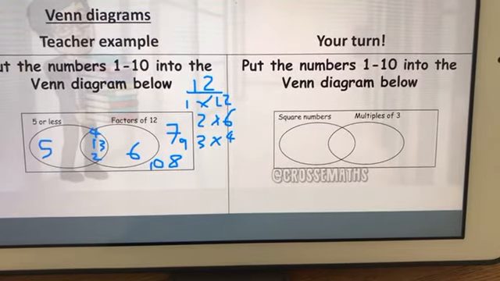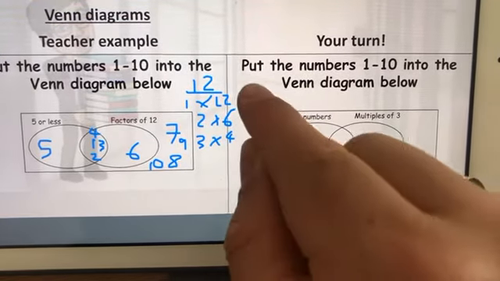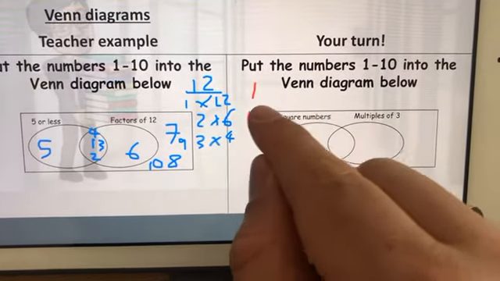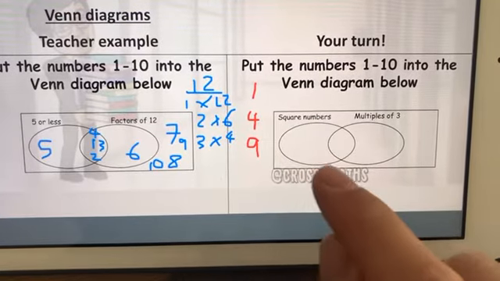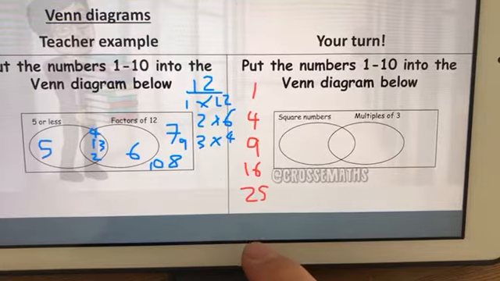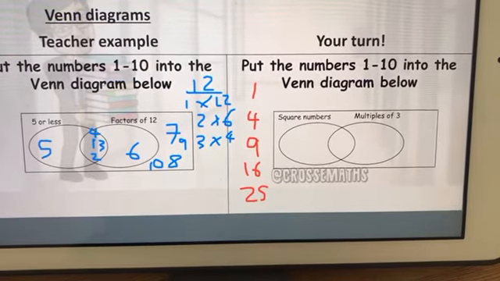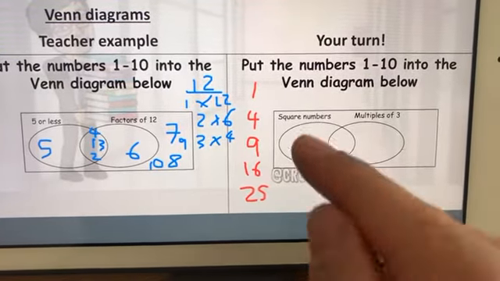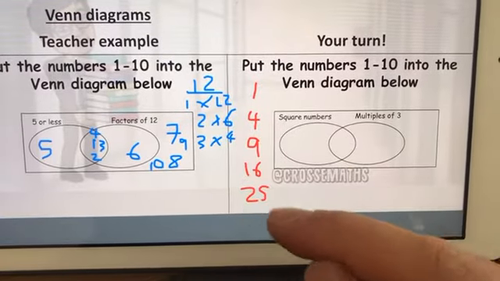Okay, all a square number is, squaring a number is when you multiply a number by itself. All a square number is the answer. So, like 1 times 1 is 1, 2 times 2 is 4, 3 times 3 is 9, 4 times 4 is 16, 5 times 5 is 25. Those are the first 5 square numbers. Okay, so the ones between 1 and 10 are 1, 4, and 9. They're the ones we need to pay attention to.